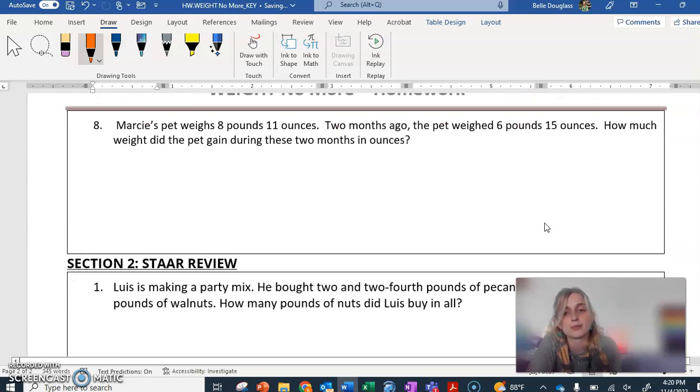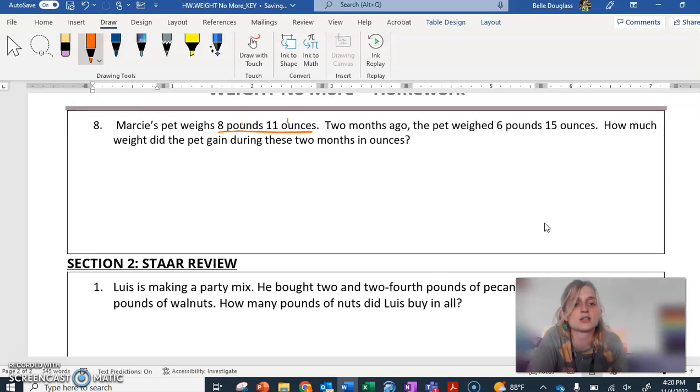Same style of problem here. Change 8 pounds, 11 ounces: change pounds to ounces and add the 11 extra ounces. Change pounds to ounces, add the extra 15 ounces. Then you can add or subtract.